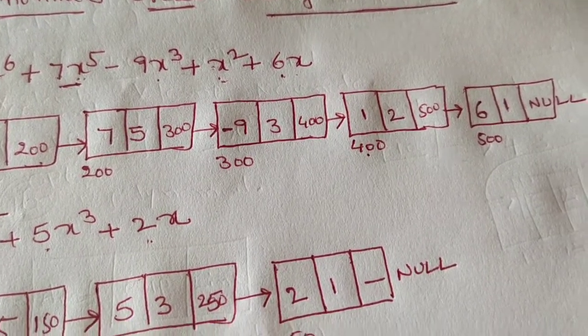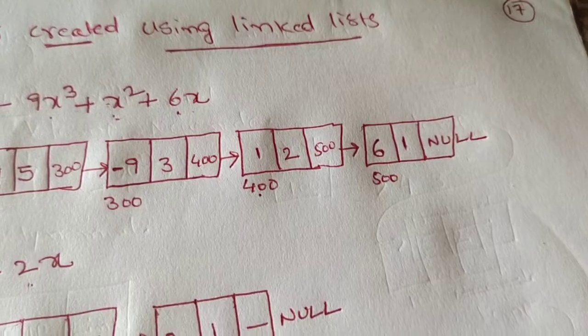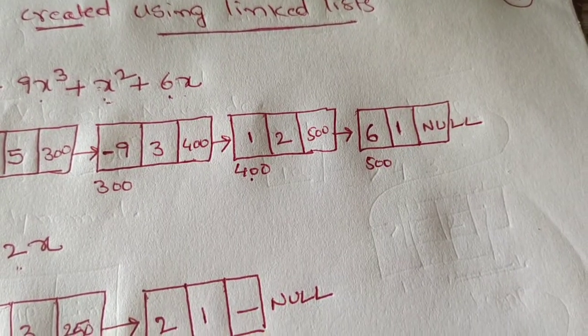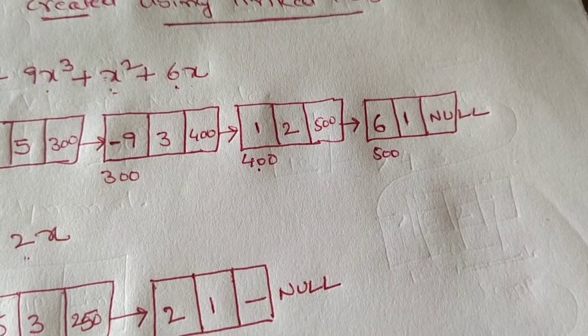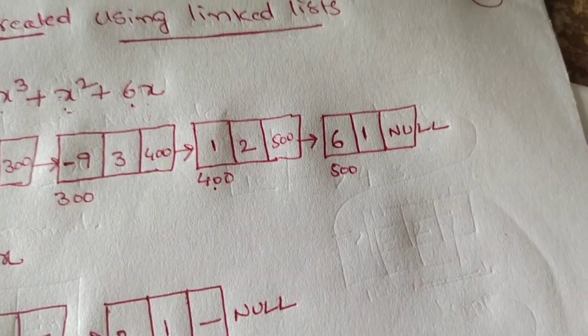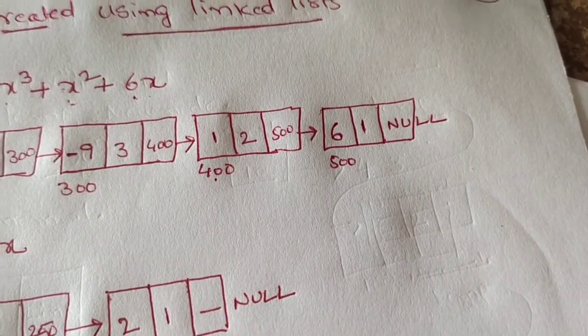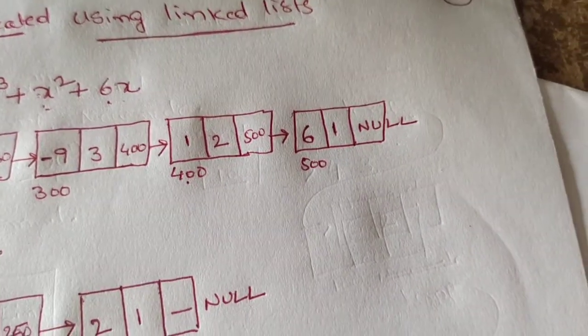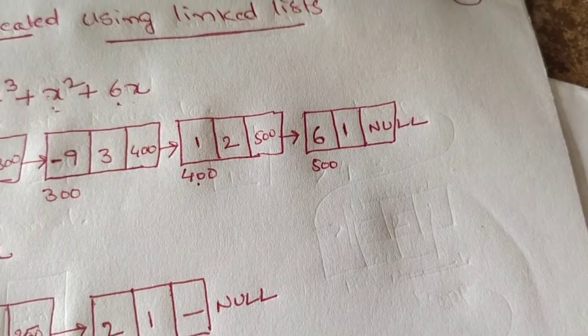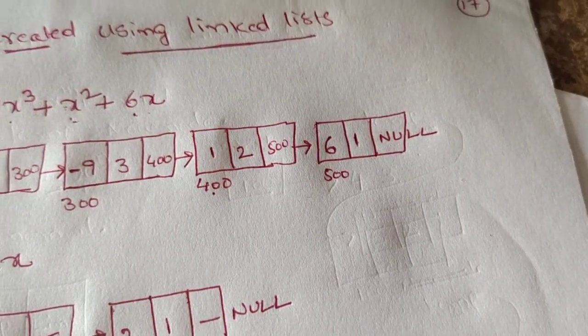The fourth node has a coefficient value 1 and exponent value 2, and the link part has the fifth node address value 500. The fifth node has the coefficient value 6 and exponent value 1, and after that there are no terms in the polynomial, hence the link part has the null value.